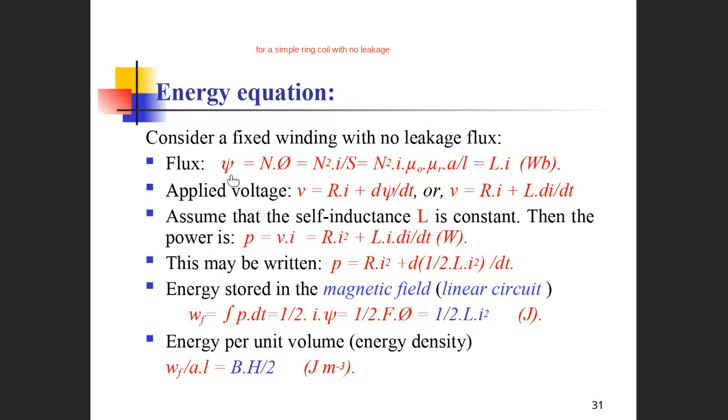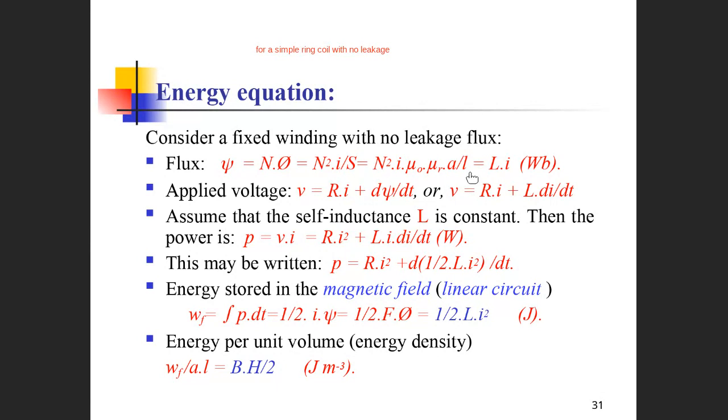Estimate the total flux linkage, because now we are talking about the energy issues. Flux linkage is used to induce electricity. The total flux linkage is the number of turns times the flux in the coils, which, based on the rules we learned, is proportional to the current times turn numbers over the reluctance, so that's N squared I over S.